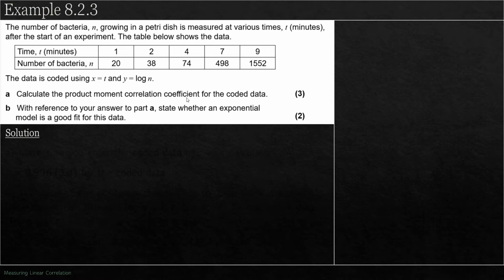The product moment correlation coefficient only measures linear correlation, and this data certainly doesn't look like it's growing in a linear fashion. The values of n are growing faster and faster, so it looks more like an exponential model here. And in fact, when you look ahead to part B, you can see where it mentions an exponential model. We need to decide whether that would be a good fit for this data. Well, looking at the numbers, that does seem reasonable. It's definitely not linear. If you drew these on a scatter graph, you wouldn't expect to see a straight line. So find the PMCC for the coded data.